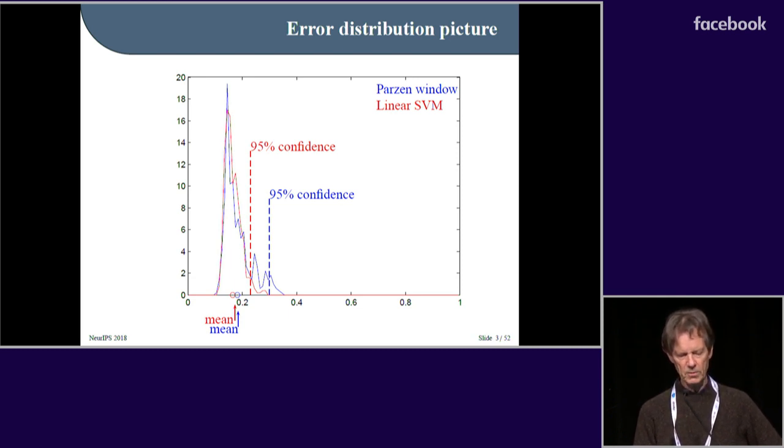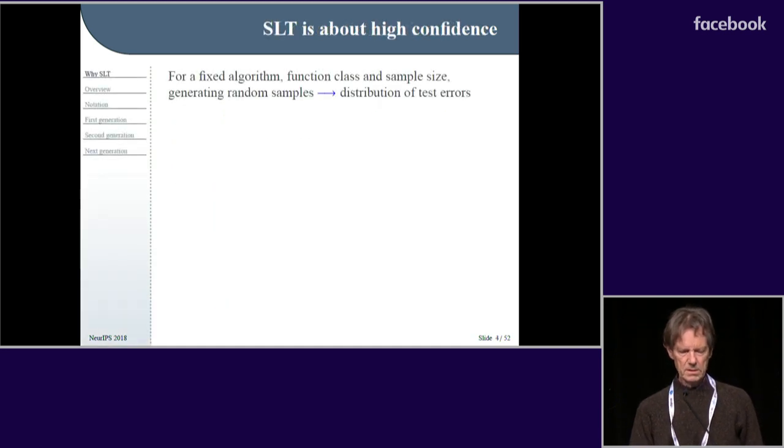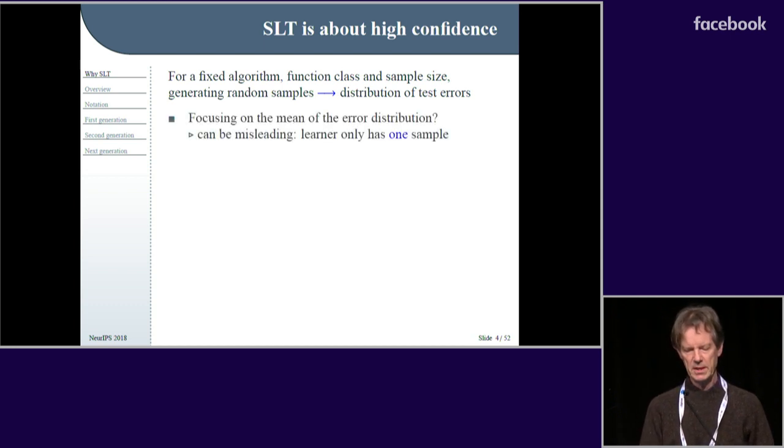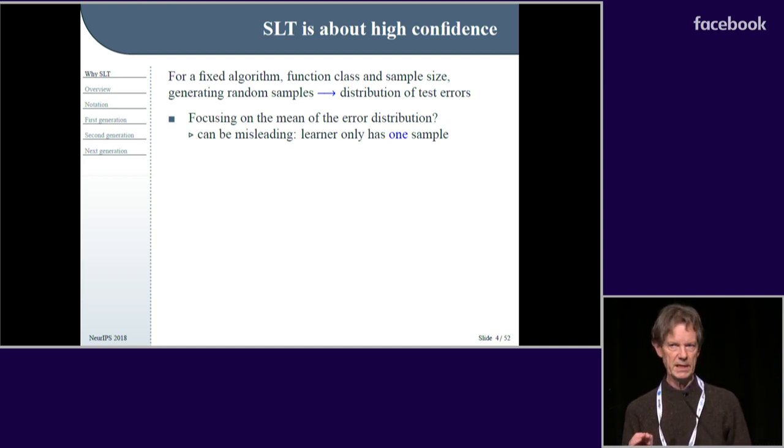So what I wanted to draw from this plot is a few key observations about the motivation for statistical learning theory. What is a learning algorithm doing? For a fixed algorithm, function class, and sample size, generating random samples, those are the training set, gives this distribution of test errors. And the point that comes out of that plot is if we just look at the mean of the error distribution, it can be misleading. The point being, when we actually run the algorithm, we will only have one training set to use. That will be the data we actually got for training that algorithm.